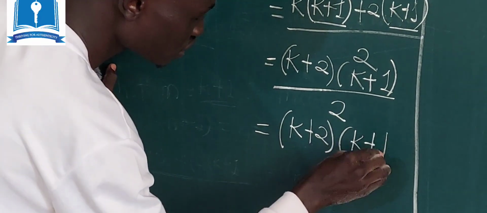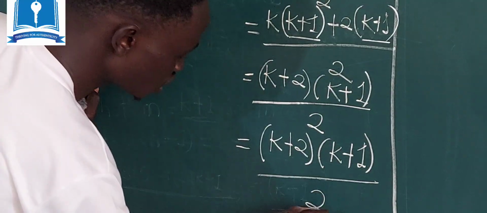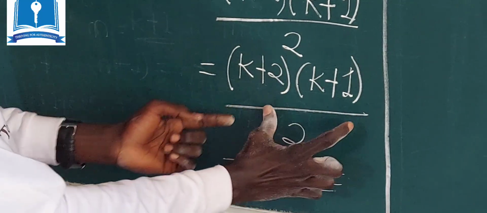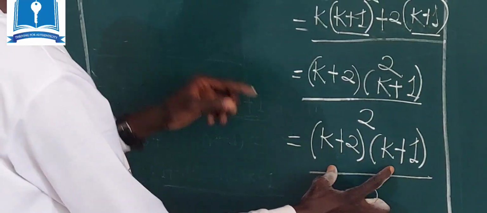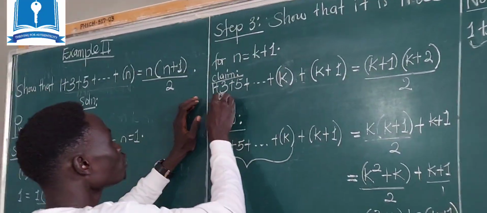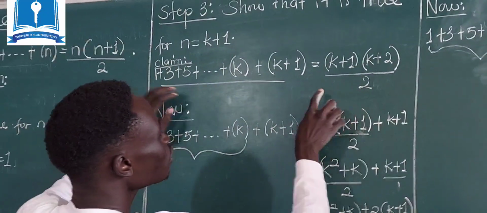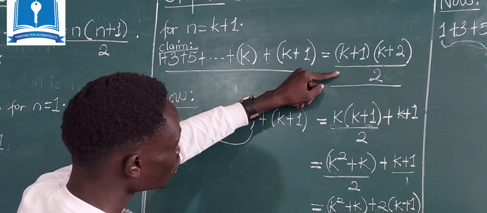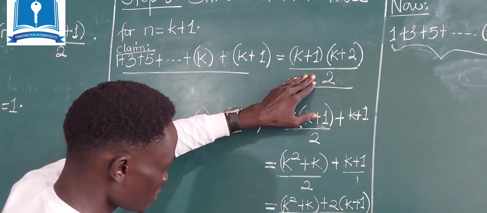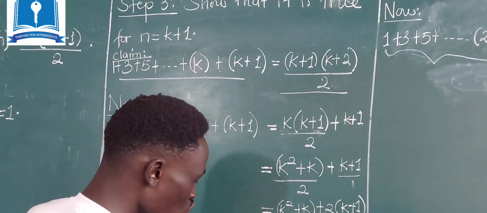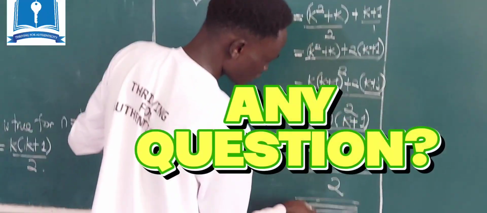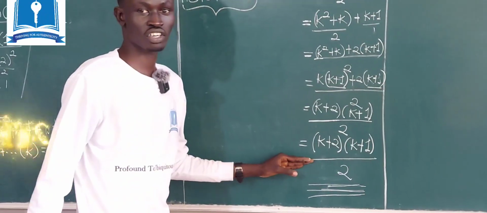k plus 1 out of 2. So this is what we want to prove. First you see the claim. This is the claim. They are claiming that the whole of this statement is equal to this. Now, is it true? You compare this with this. If it is true, you can see that we have proved this statement is true. So this is what we are looking for. This is the final answer.